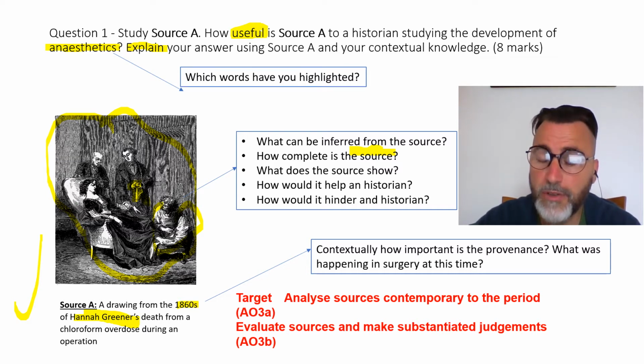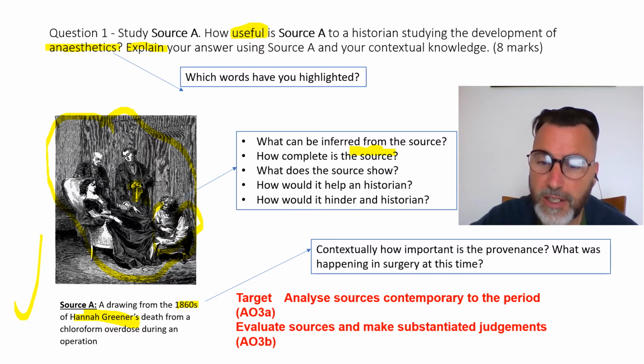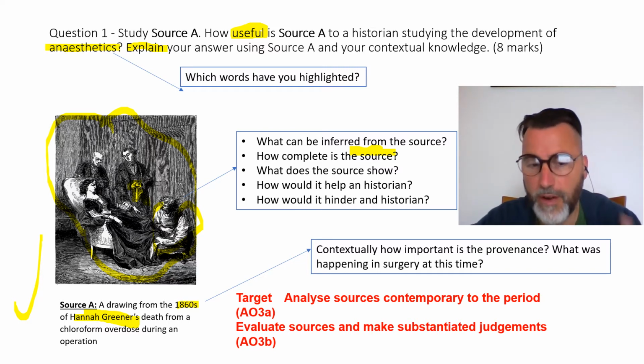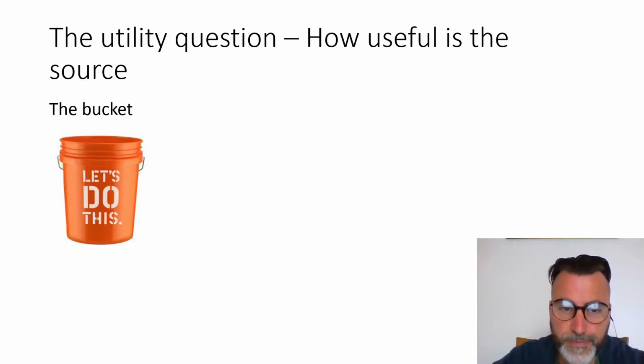How would it help an historian? How would it hinder a historian? Would it lead them into the wrong kind of conclusions? That's what you've got to decide. Then contextually, how important is provenance? Very important. When is it set? How does it fit with your time? Target is AO3 and AO4. Analyse and evaluate sources. We'll talk about that further into this session.